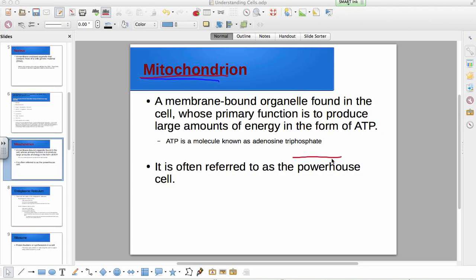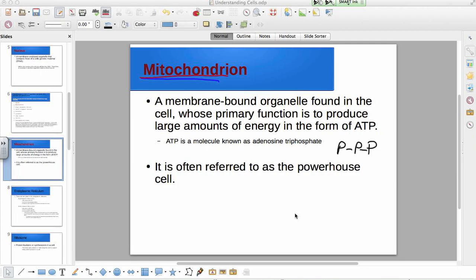But basically, with ATP, you have three phosphate groups. If you have a molecule, then in that molecule you're going to have these three phosphates that are bound together.